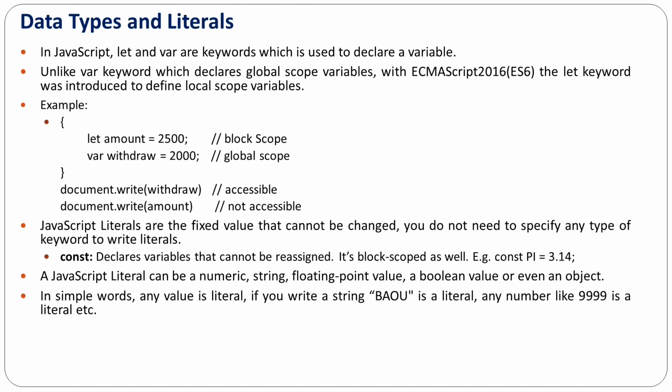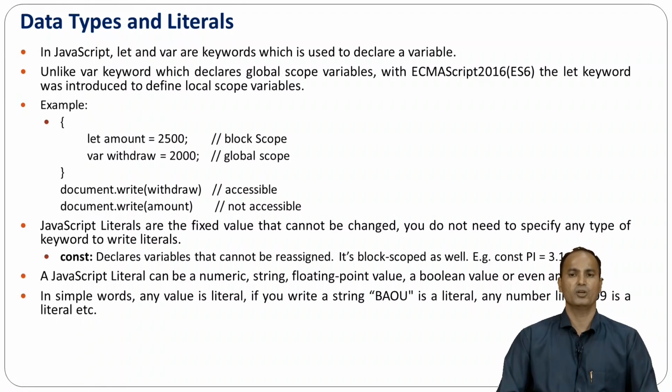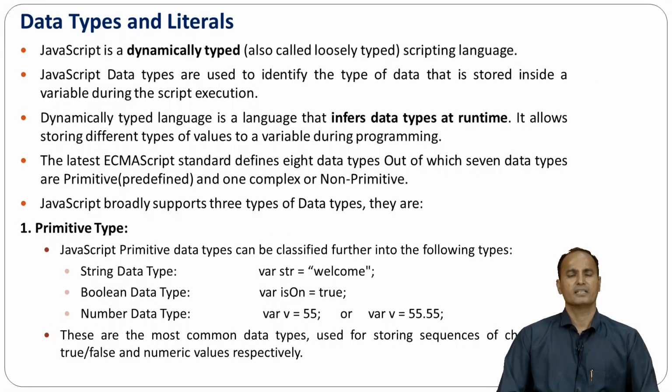JavaScript literals are fixed values or constants that can't be changed. You do not need to specify any type of keyword to write literals. JavaScript literals can be numeric, string, floating point value, a boolean value, or even a null value. In simple words, any value is a literal. Okay, data types and literals.